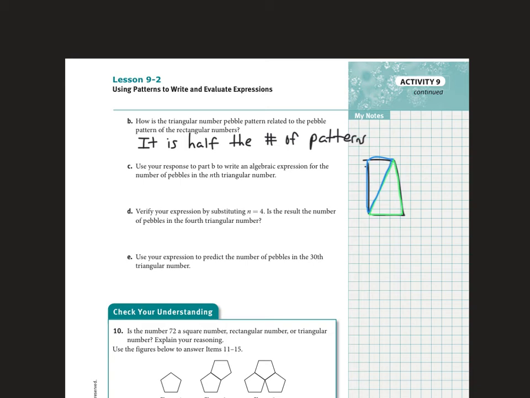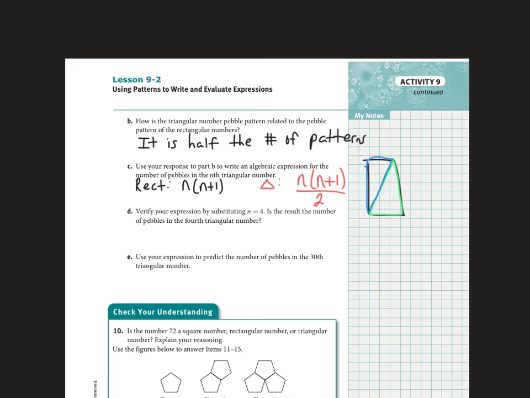So let's see if we can use this. Can we use our response to part B to write an algebraic expression for the number of pebbles in the nth triangular term? So let's recall the rectangular expression that we wrote, n times n plus 1. So the triangular, I'm just going to use a triangle as an abbreviation, would need to be n times n plus 1, but take half of that, divide it by 2. Okay, let's dig into that a little bit. That one's a little complicated.